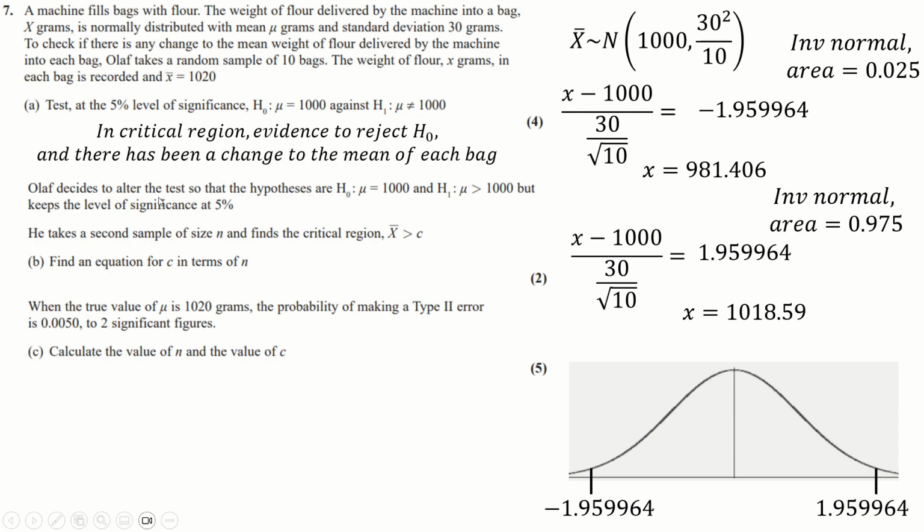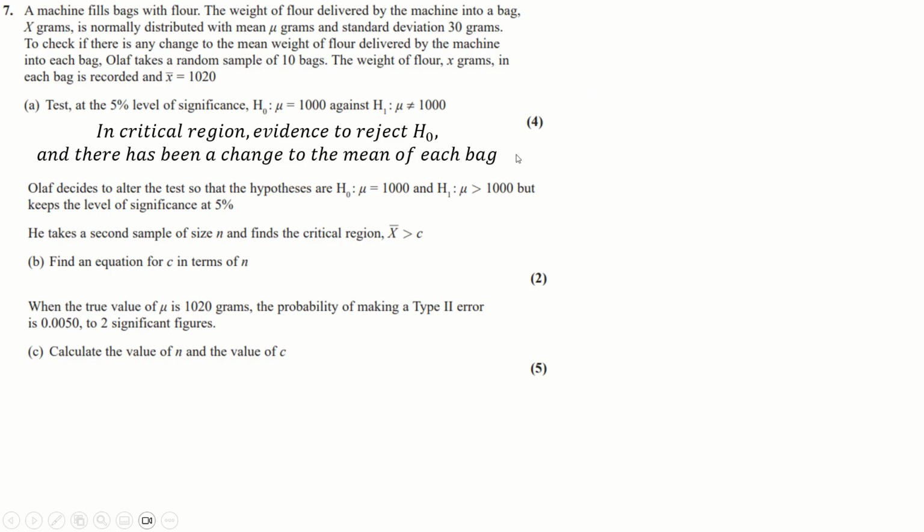Good. Now he decides to alter the test so that it's just one-tailed, but keep this level of significance of 5%. He's also going to take a sample of size n, which is going to make this slightly more complicated. So what we're going to do is the same thing we did before, but change the 10 for an n. So that's just the same idea there. And then we can standardize this again to look for our critical value, which I'll just call C, because that's kind of what they've called it.